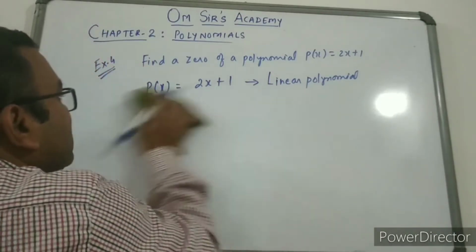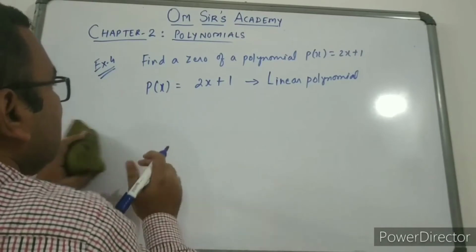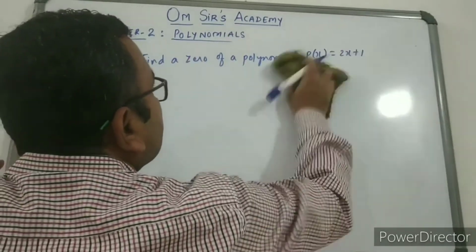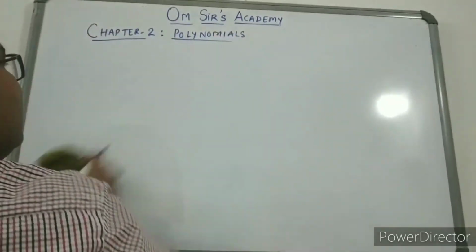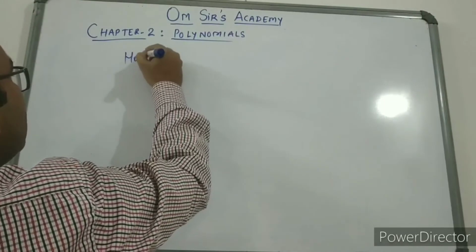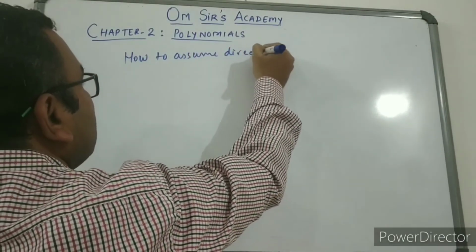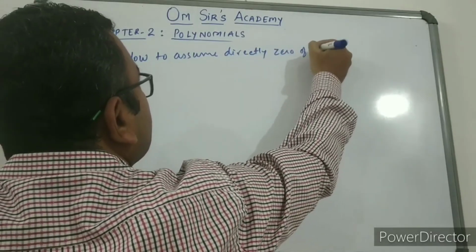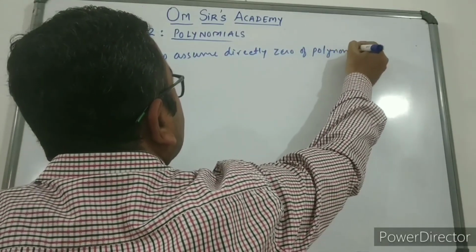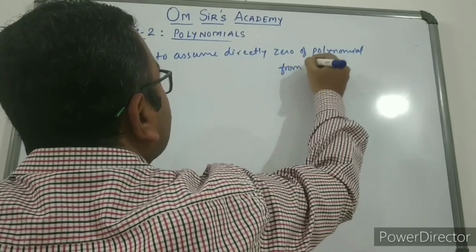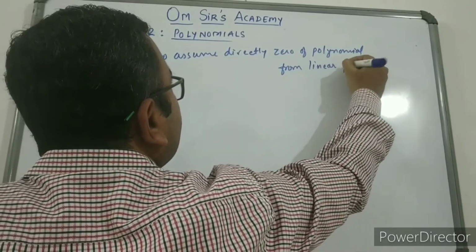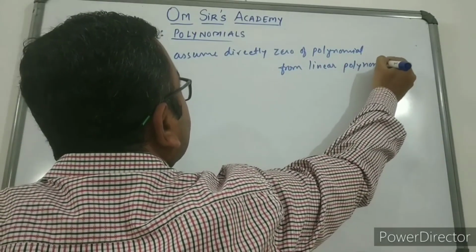See, for example, how to assume directly the zero of a polynomial? How to assume directly the zero of a polynomial from a linear polynomial, not in all polynomials, but linear polynomials.